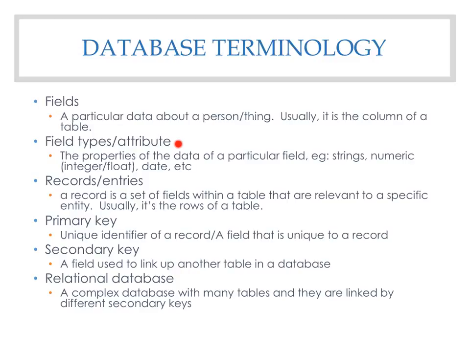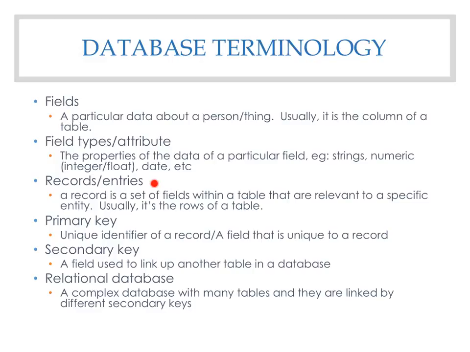Field type and attribute refer to the property of the data, meaning what kind of data is being stored in the database. For example, it can be a string of alphabets. It can be numerical data. When the numbers are integers, we just call it integer. If the number has decimal places, we call it a float. It can also be a date and other types of data.